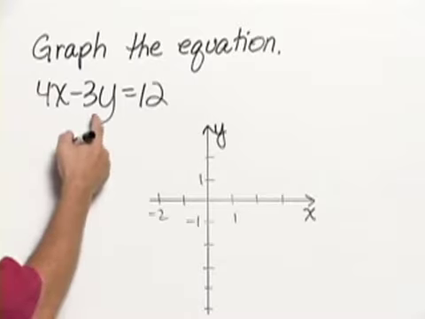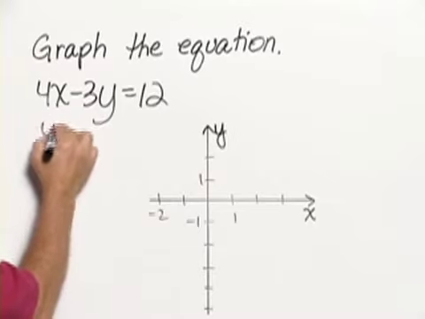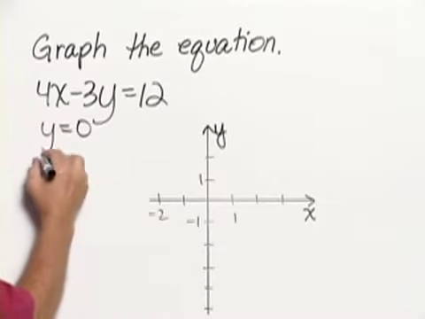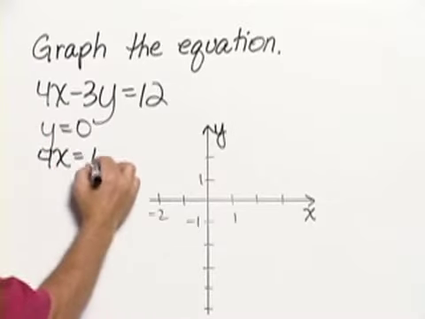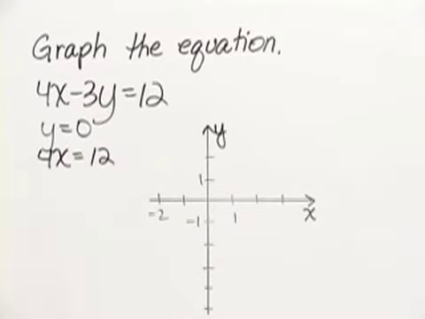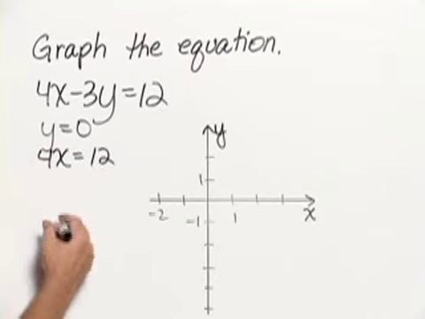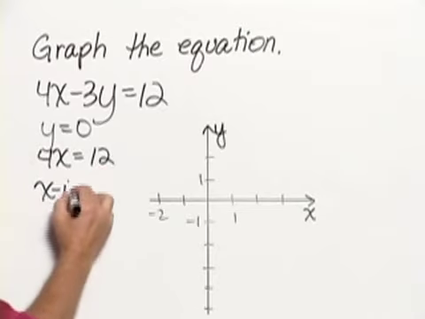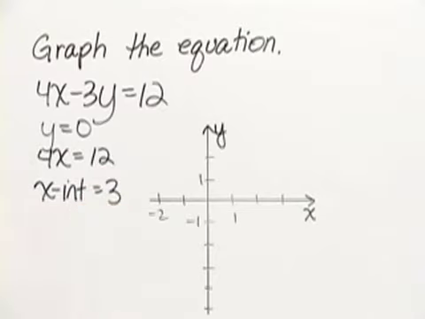Let's find the x-intercept, which means we set y equal to 0. That would give us 4x equals 12 because 3 times 0 is 0. So divide both sides by 4, and we get that the x-intercept equals 3.